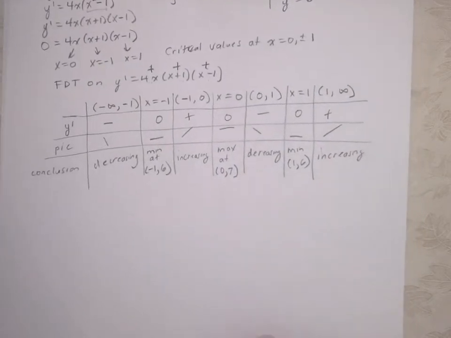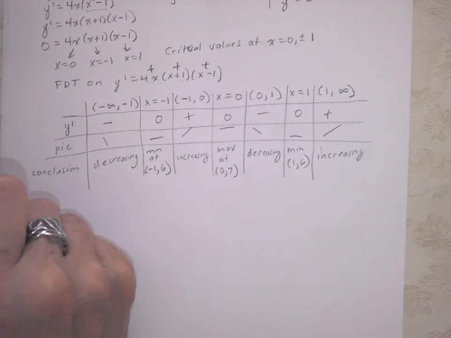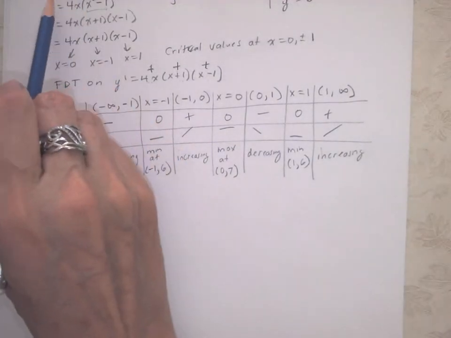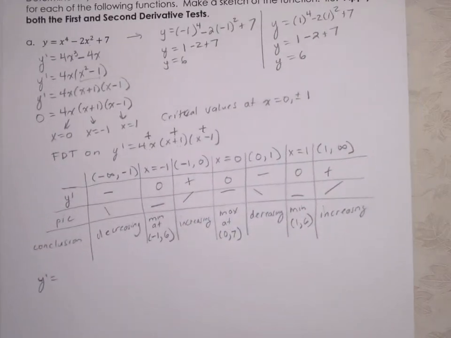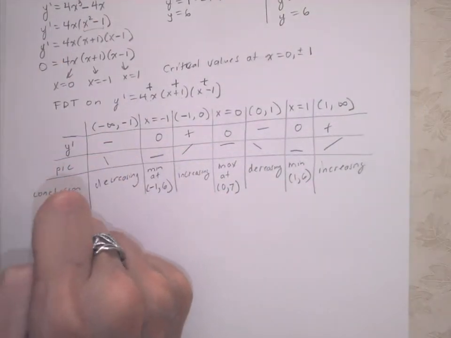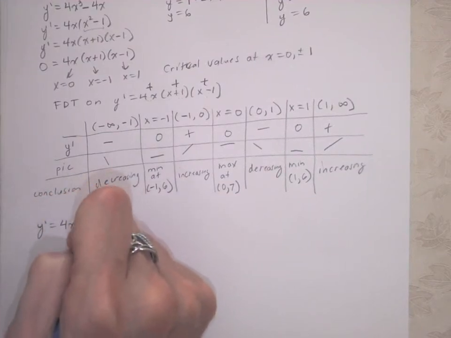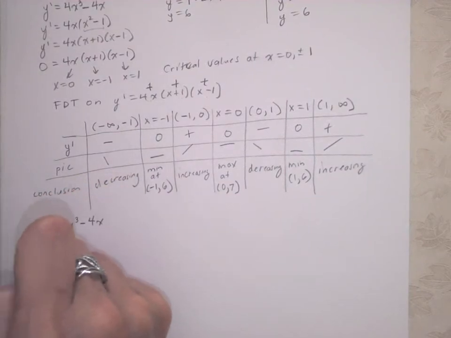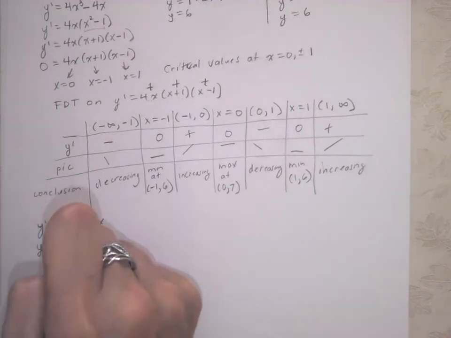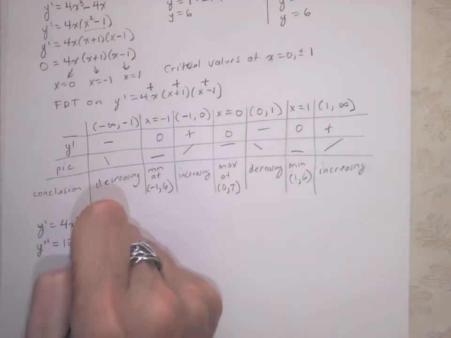Now we're going to do our second derivative test. First of all, we're going to take down our first derivative before we put it in factored form, so 4x cubed minus 4x. Take the second derivative, the derivative of the derivative. So that's 12x squared minus 4.